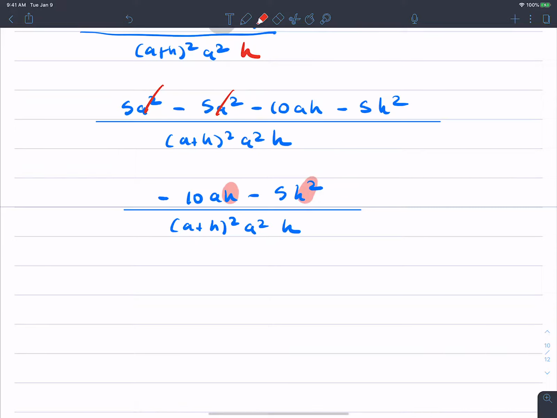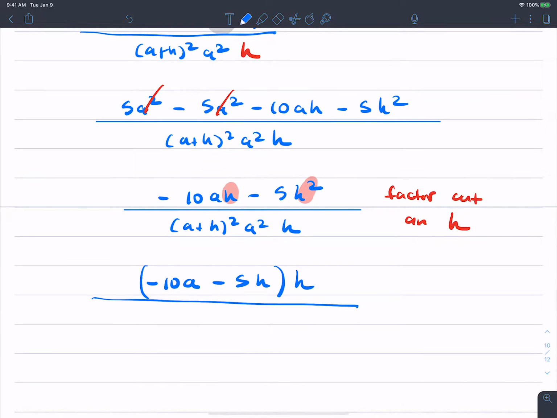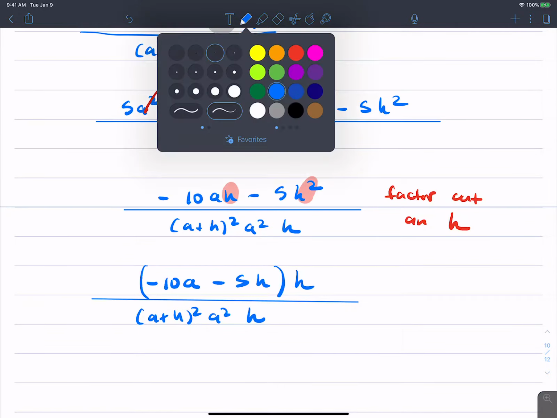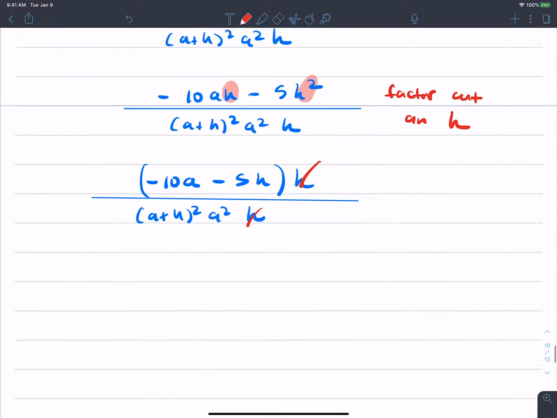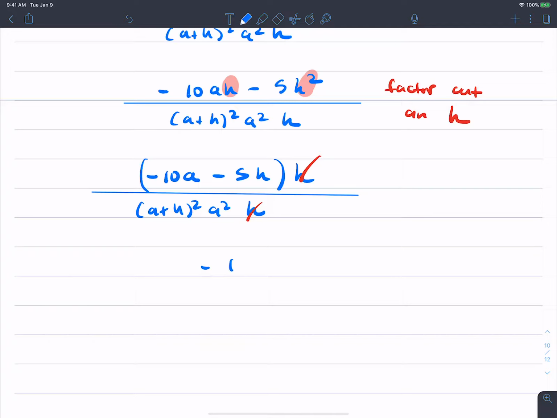You got an h, you got an h squared. So we can do it this way. I'm going to factor out an h: h times (minus 10a minus 5h), over (a plus h) squared, a squared, over h. And then what happens here with this h? H is gone. Minus 10a minus 5h over (a plus h) squared, a squared.